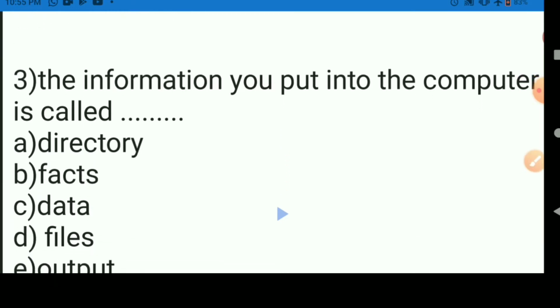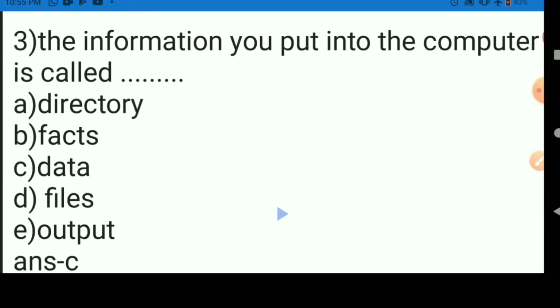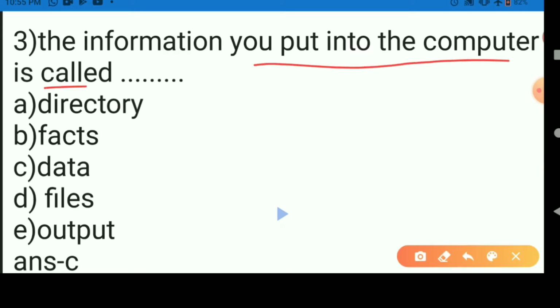Question number 3. The information you put into the computer is called directory, facts, data, files, output. The information you put into the computer is called data. Right answer is option C.